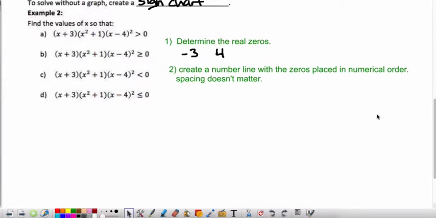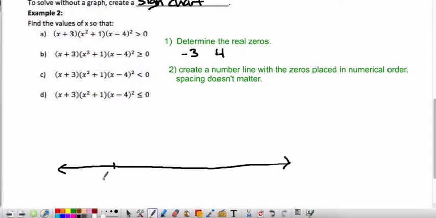Okay, next you're going to create a number line with the zeros placed in numerical order, and spacing doesn't matter. So we don't need to make sure that there's the right number of spaces between -3 and 4. We just need to go ahead and create it, and I'm going to do that down here. So -3 is on the left, +4 is here, and I'm just leaving even spacing between the three parts here, and you'll see why in a moment. I'm also going to write 0 above each of these to remind myself that this is where the graph touches the x-axis.